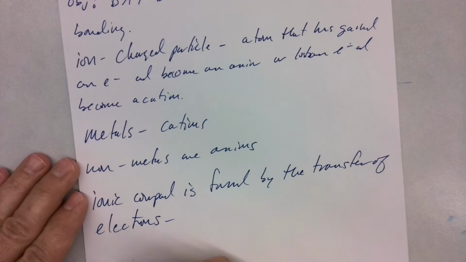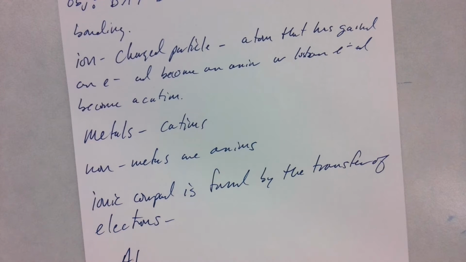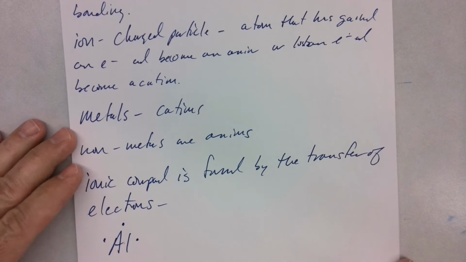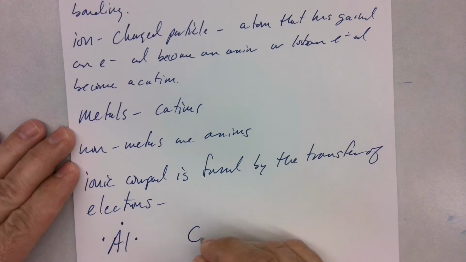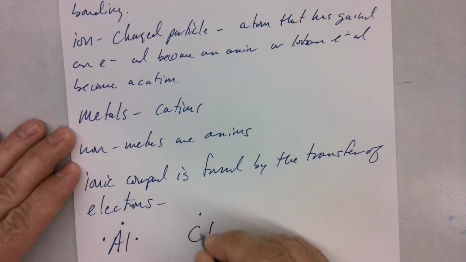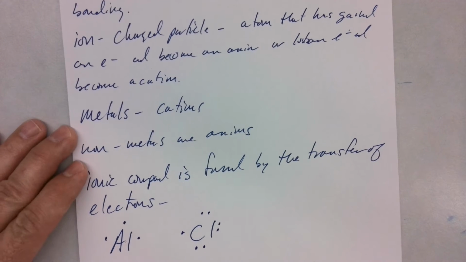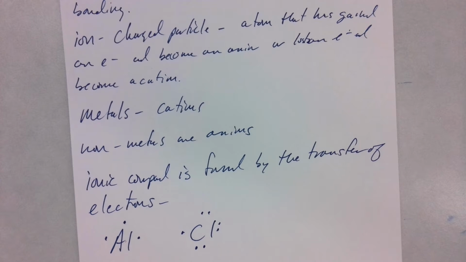Now let's take aluminum. Aluminum has a valence of what? Can you tell me what the valence of aluminum is? 3, right? It has a valence of 3. I got 3 dots here. Okay, what's the valence of chlorine? 7, right? So now what happens is chlorine gets near aluminum.